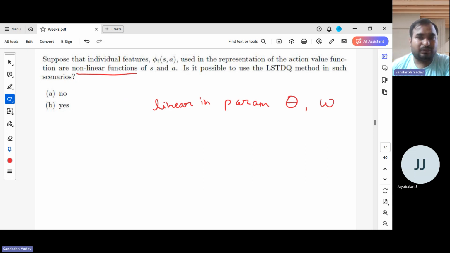So it is linear in those parameters, not in phi. Phi is used to represent features. Features can be non-linear. So is it possible to use the LSTDQ method in such scenarios also? Yes, you can use it because features can be nonlinear.